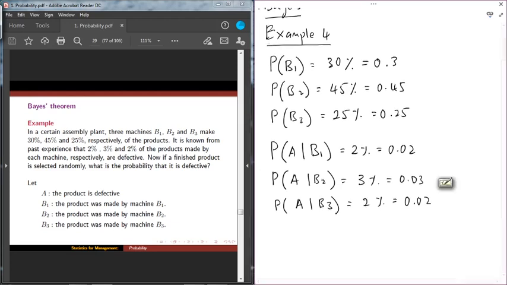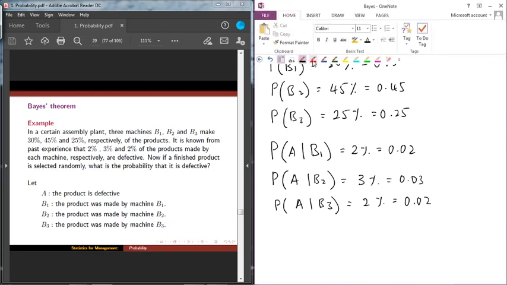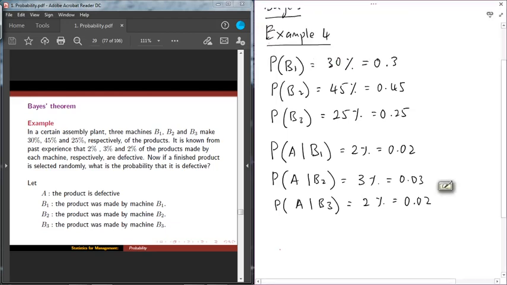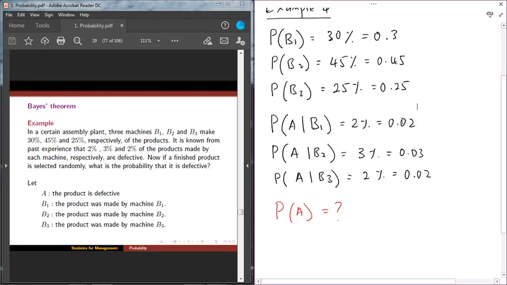The question is, what is the probability that it is defective? What is P(A)? Now let us do at least this one question.